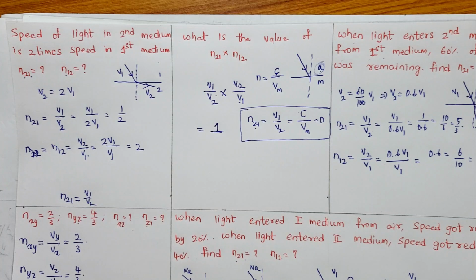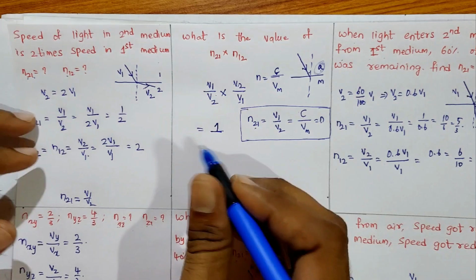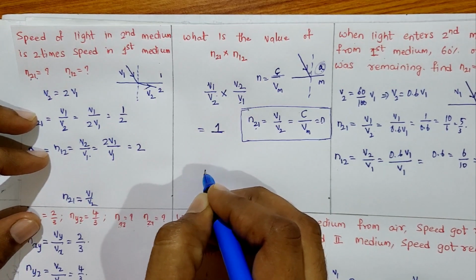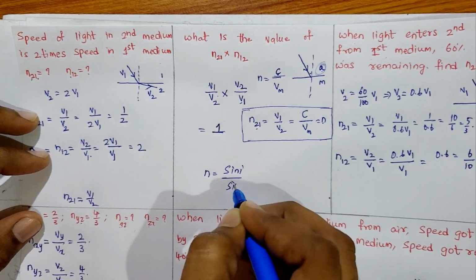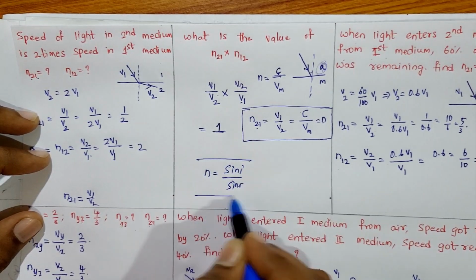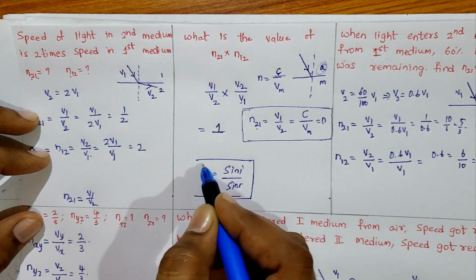Okay, I hope you enjoyed and learned solving problems on the formula n21 is equal to V1 by V2. In the next video, we are going to solve problems on refractive index n is equal to sin I divided by sin R. On this formula, we will solve some problems in the next video.